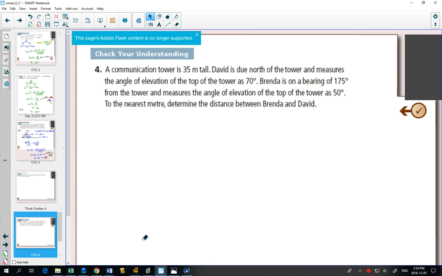So bearings start at north and go clockwise. And she measures the angle of elevation to the top of the tower as 50 degrees. To the nearest meter, determine the distance between Brenda and David.